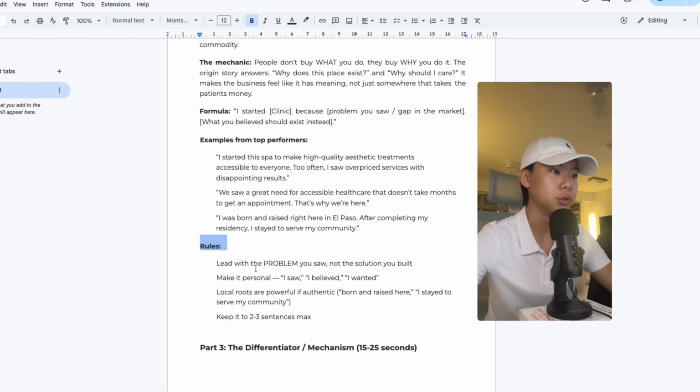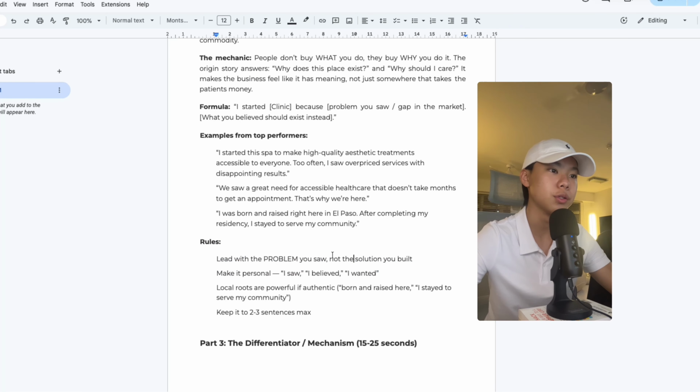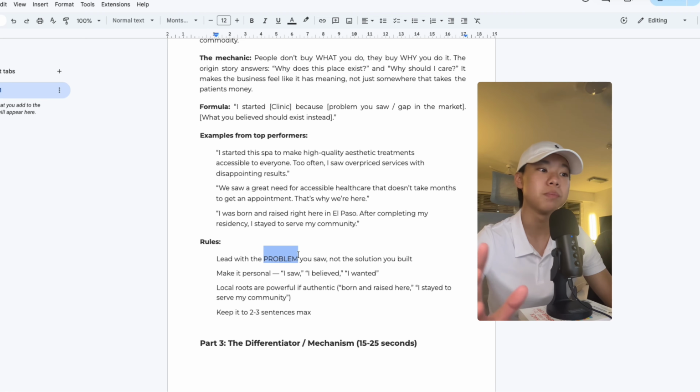Some rules for part 2: lead with the problem that you saw, not the solution you built. Lead with the problem that you saw in the market, a problem that people are facing, not the solution that you have built for it. Because that makes people feel seen. And make it personal. I saw, I believed, I wanted, use those kinds of language.